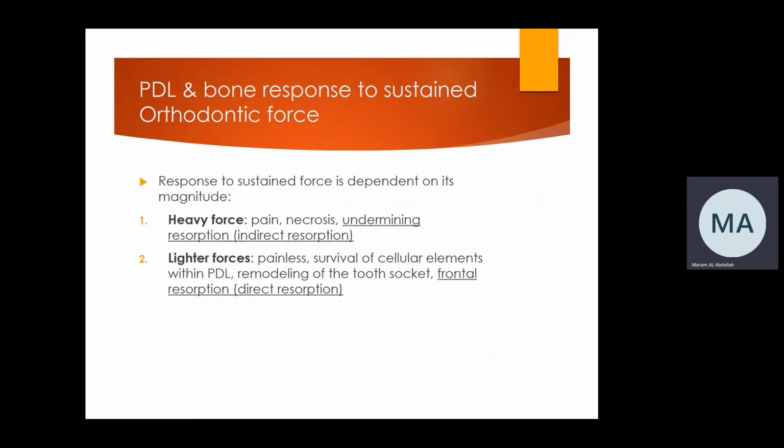Lighter orthodontic forces will produce a painless process, survival of cellular elements, no cell death, remodeling of the tooth socket, and the type of bone resorption is called frontal resorption or direct resorption. What I'm aiming for during orthodontic tooth movement, of course, is the second scenario. I want to have lighter forces to have a painless process of gentle orthodontic tooth movement.